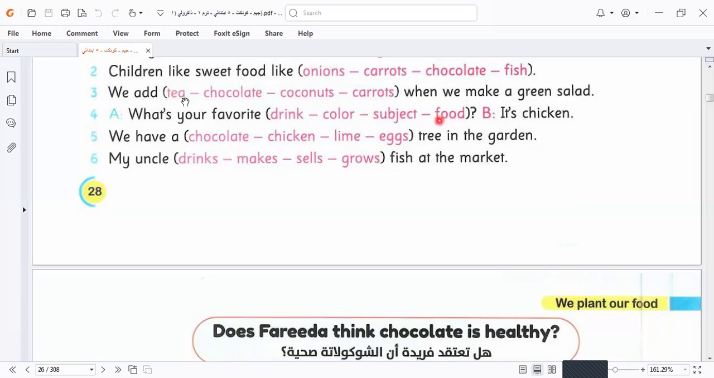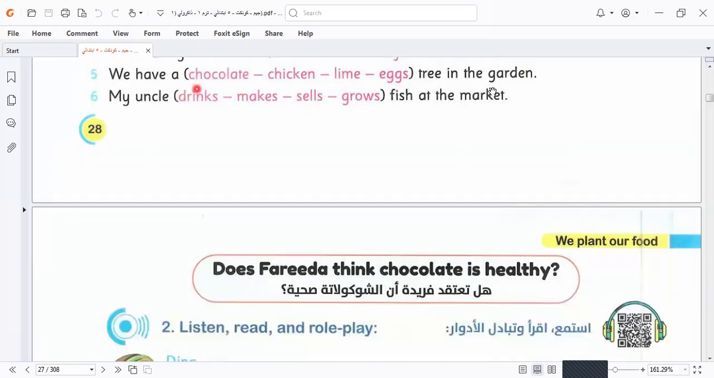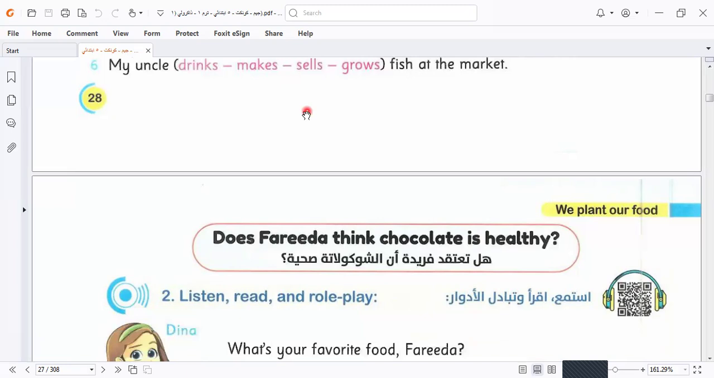Favorite food. We have a spice tree in the garden. We have what? We have a chocolate, wrong, chicken, wrong, eggs, wrong. My uncle sells fish at the market. My uncle does what? Sells the fish at the market.